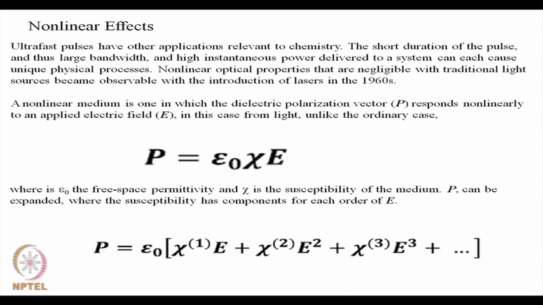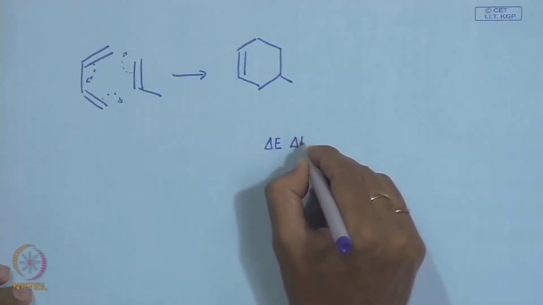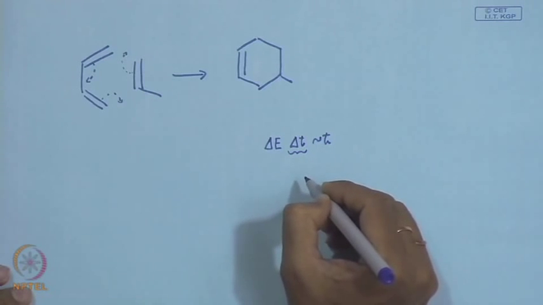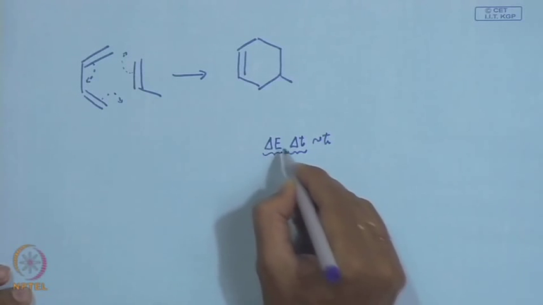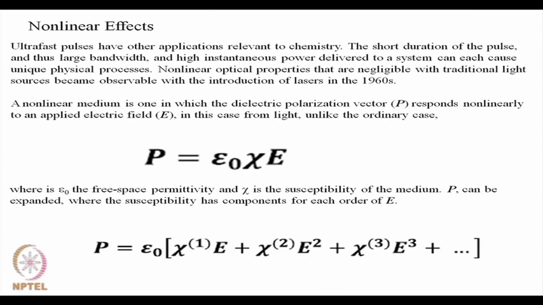Okay. Now when the duration is very short, if you think of this energy-time uncertainty, delta E delta T is of the order of h cross, then if this time uncertainty is small, that is if it is femtosecond, then the energy uncertainty is more. So that means short duration of the pulses has a larger bandwidth, that is, the energy uncertainty is more. Okay, and the high instantaneous power delivered to the system can cause unique physical and in some cases chemical processes as well, because the peak power is high.